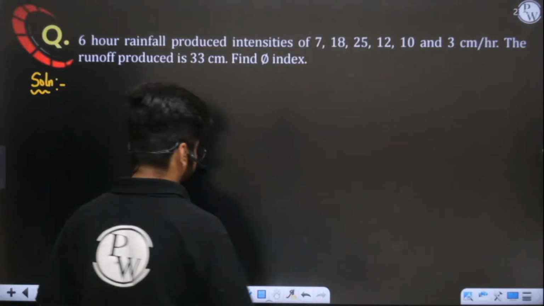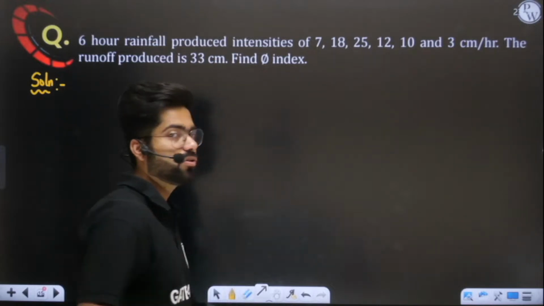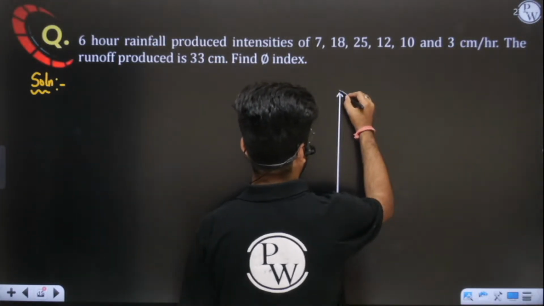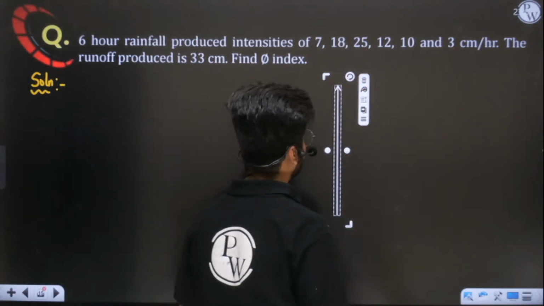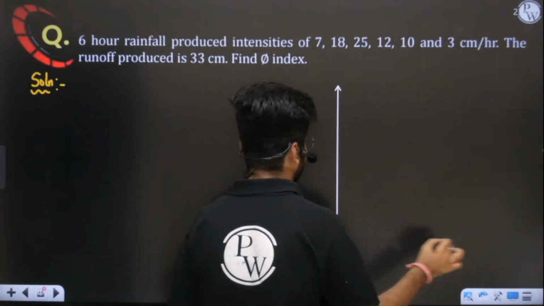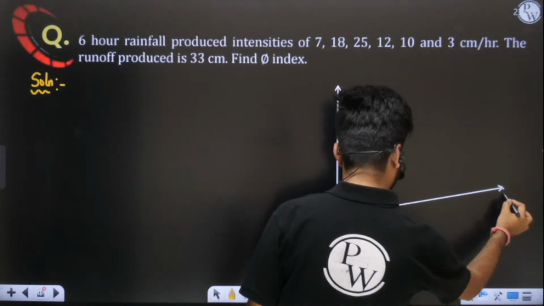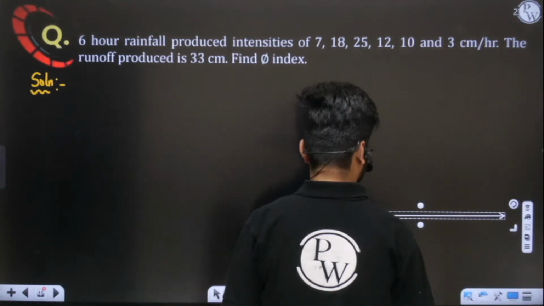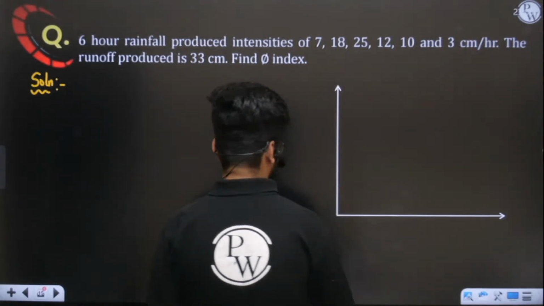Okay, sir. So, as you have told me, I have to draw the I versus T graph first. So I will draw it here. This is my y-axis, which will give me intensity of rainfall, and on the x-axis we will have time. So let me draw the graph here.